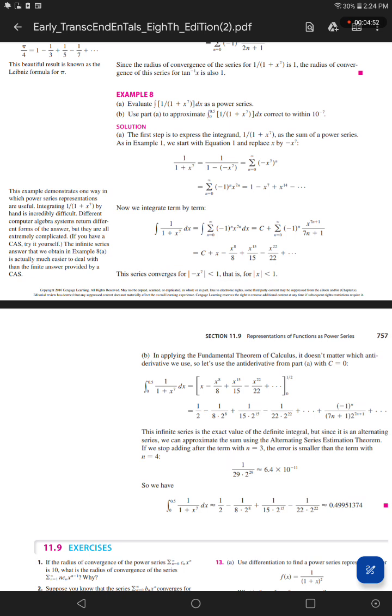This series converges for the absolute value of negative x to the power 7 less than 1. That is, for the absolute value of x less than 1. For part B, in applying the fundamental theorem of calculus, it doesn't matter which antiderivative we use. So let's use the antiderivative from part A with C equals 0.